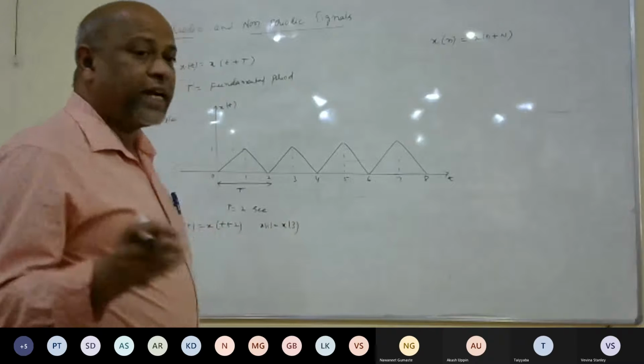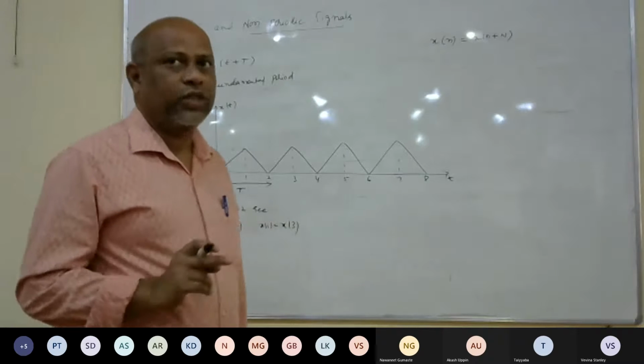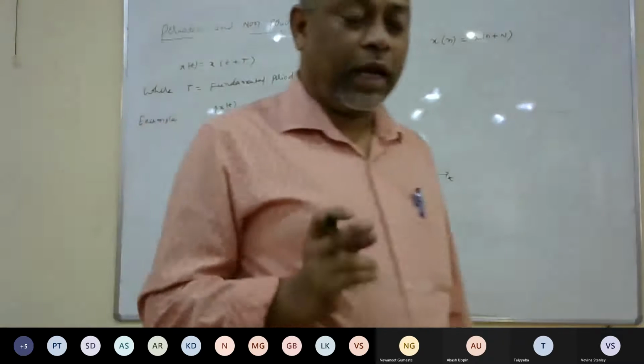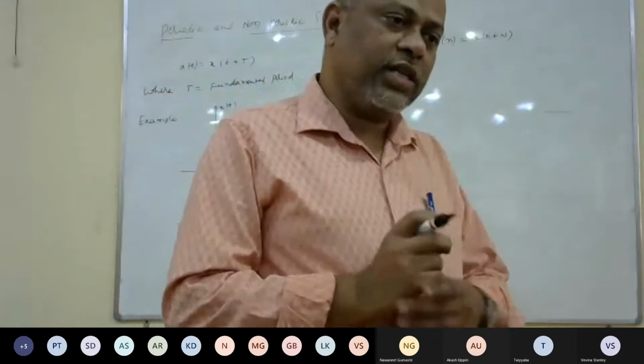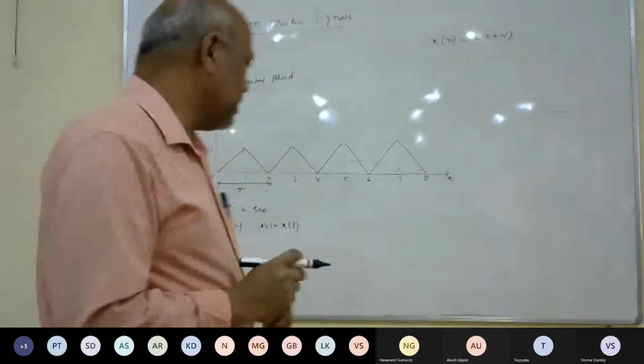If a signal does not satisfy this condition, x of t is equal to x of t plus capital T, if this condition is not satisfied, then we call such a signal a non-periodic signal.